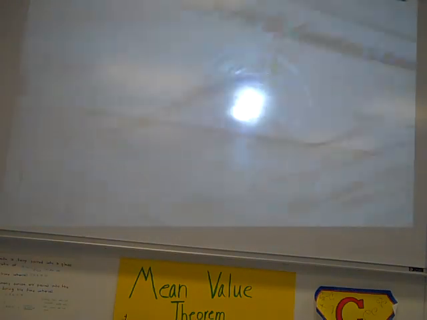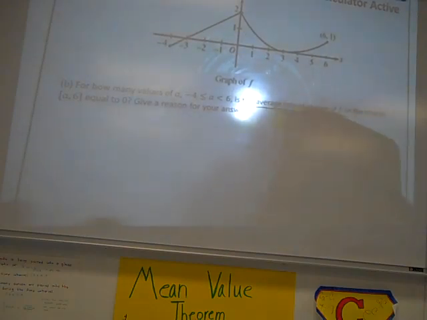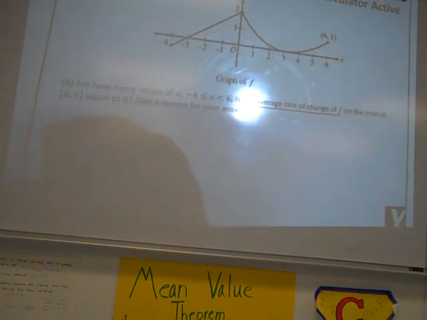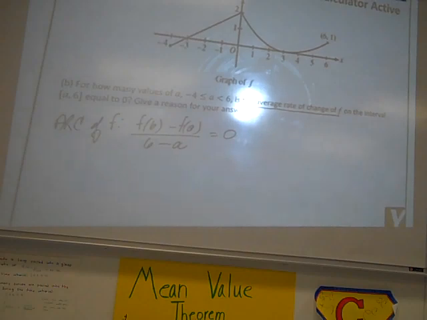All right, part B. For how many values of a in this interval, -4 to 6, is the average rate of change of f equal to 0? Average rate of change of f. We're going to find f of 6 minus f of a over 6 minus a, and we need that to be equal to 0. How many times is this true?